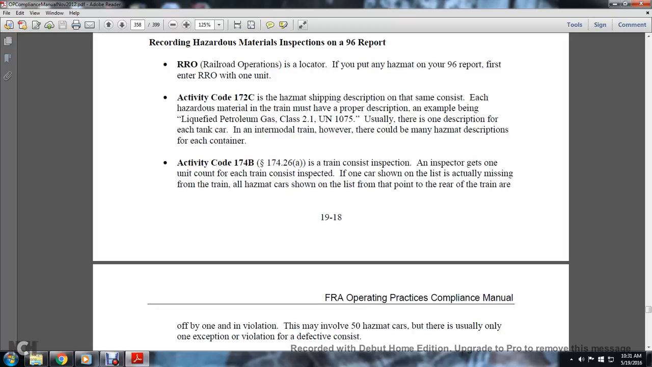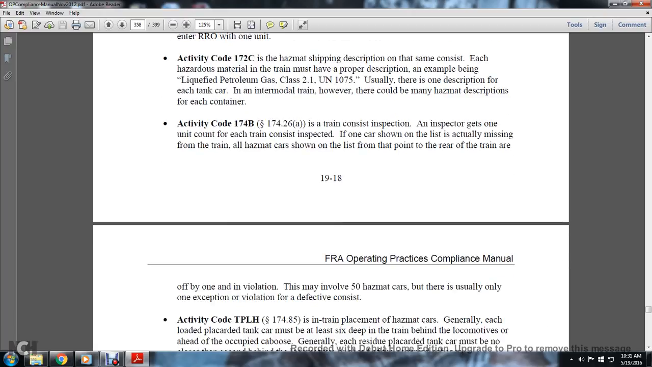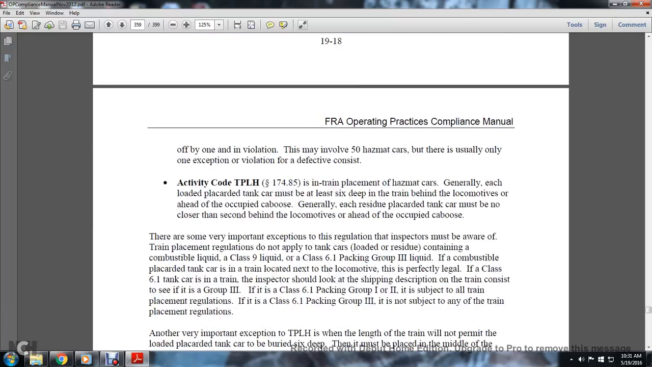If one car shown on the list is actually missing from the train, all hazmat cars shown on the list from that point to the rear of the train are off by one and in violation. They may have 50 hazmat cars, and usually only one violation for the defective consist.